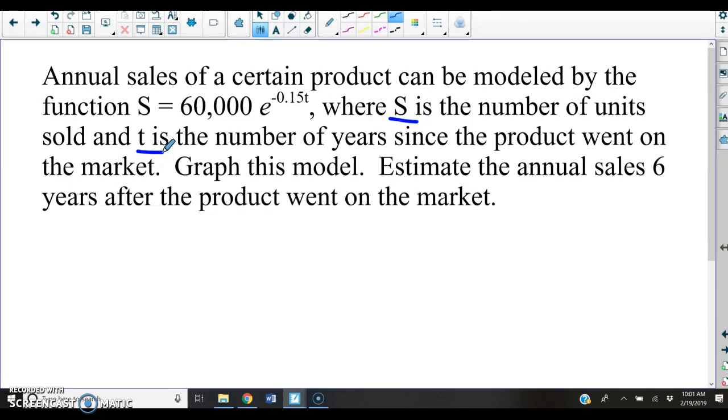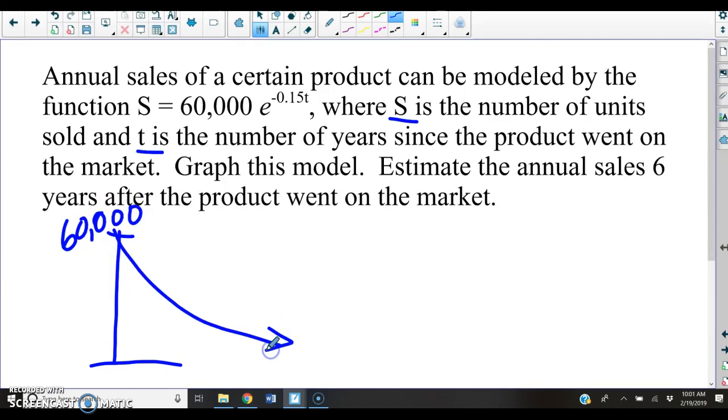So if we're going to graph this, anything to the 0 is 1. This is starting at 60,000. And since you have a negative exponent, it's going to be decay, but it's not decaying very fast. So we graph it, it's going to look something like that.